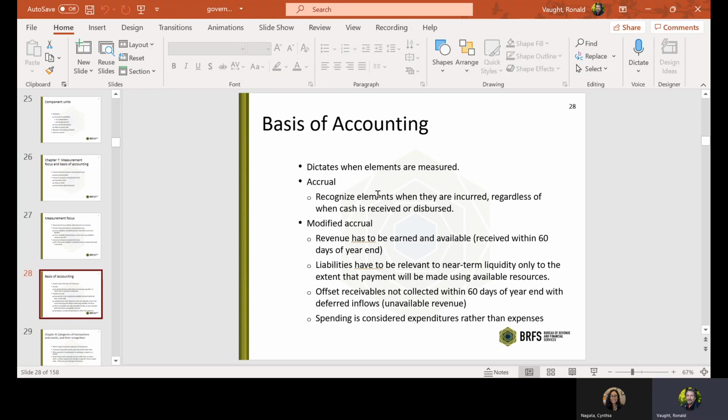That's one of the confusing things: we call it revenue regardless of the basis of accounting, but really the revenue recognition rules for modified accrual are significantly different than accrual. Now I'll tend to say full accrual, but technically in the codification, it's really just accrual.